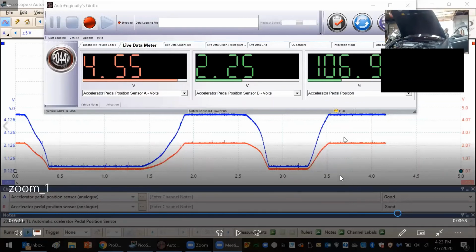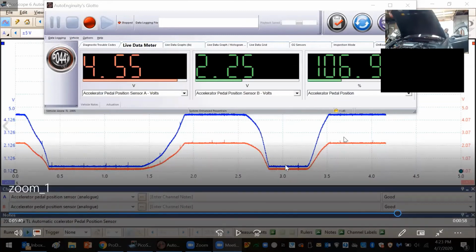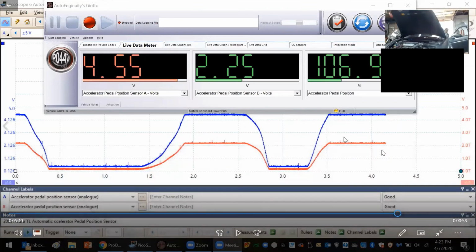So, APP explained. This is a good way to be able to go ahead and look for diagnostics if you think you have a bad APP and it's not functioning correctly. You can put a LabScope on it and you'd be able to see this, maybe not be able to see it on the scan data because it doesn't report fast enough.